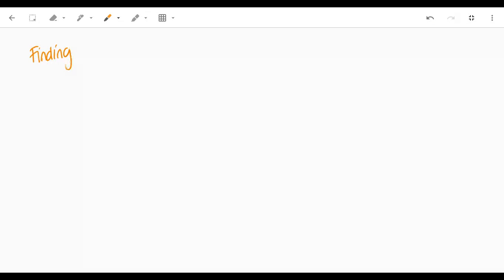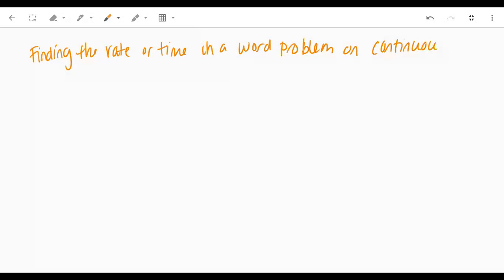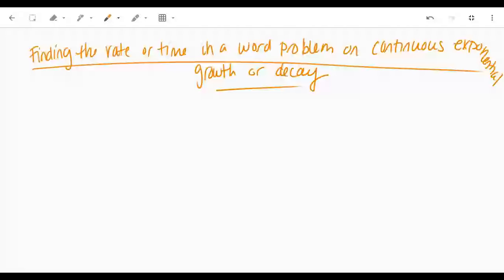Finding the rate or time in a word problem on continuous exponential growth or decay. PERT. You should be thinking that right away. Okay, so continuous growth, A equals P E to the RT.